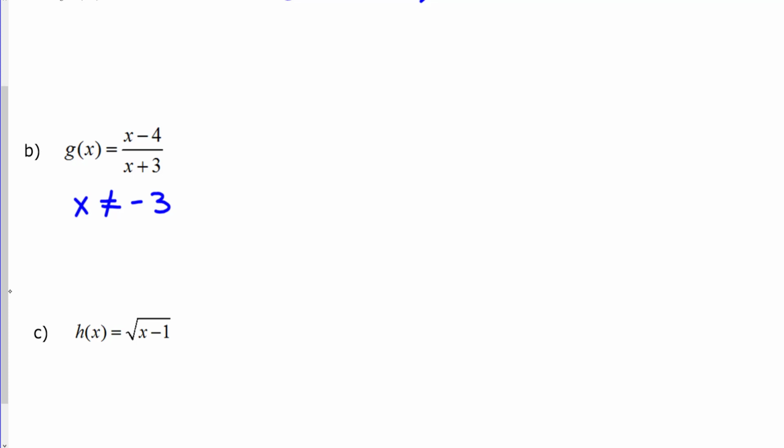It's fine to express your domain that way, or if you specifically need it in interval notation, you could write this as the interval from negative infinity to negative 3 union negative 3 to positive infinity. And we're using parentheses around negative 3 on both sides because it's not included in either set, meaning that we've effectively just skipped over it.